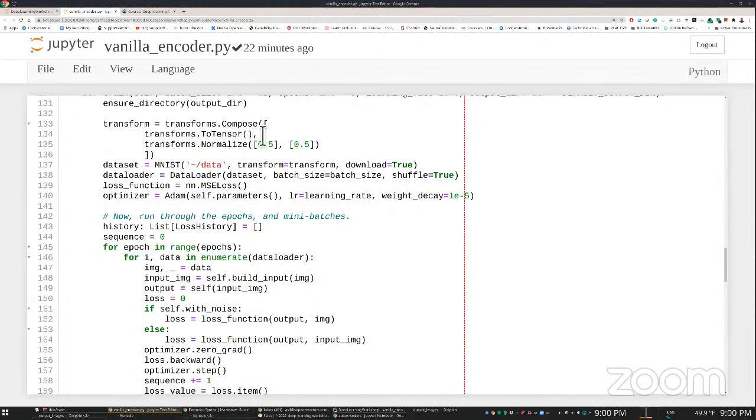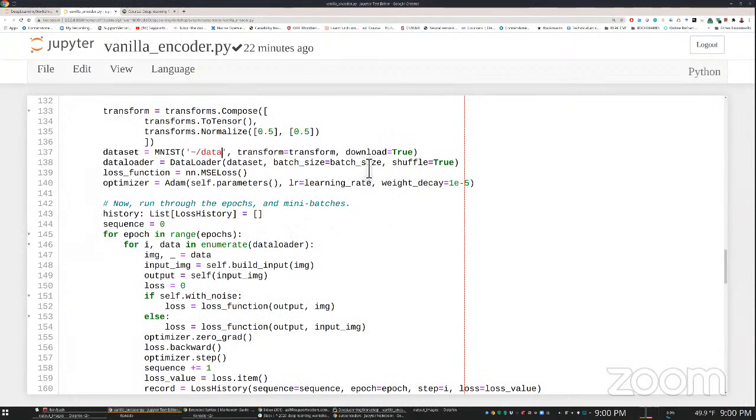A transform does what? It just converts it into an image. For MNIST, normalization values of half are good. These are monochrome images from 0 to 1, so you normalize it on a scale with the middle being half and half. This is where the data is stored. I've written tilde data, which means your home directory, and create data. So when you do this, your MNIST data will be downloaded to your home directory if it is not already there. Once the data comes, you apply these transforms. So your data set now is made up of tensors.